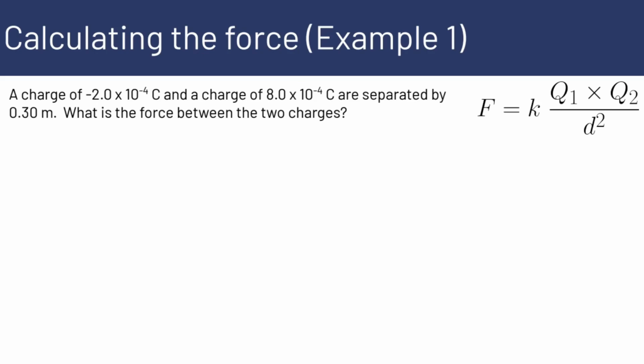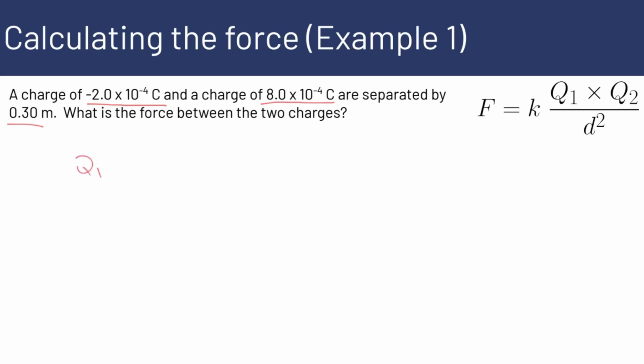So example number 1, we're going to calculate the force. A charge of minus 2.0 times 10 to the minus 4 coulombs and a charge of 8.0 times 10 to the minus 4 coulombs are separated by 0.03 meters. What is the force between the two charges? All right, so we're looking for force here.